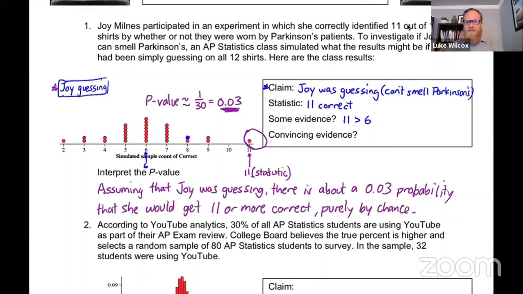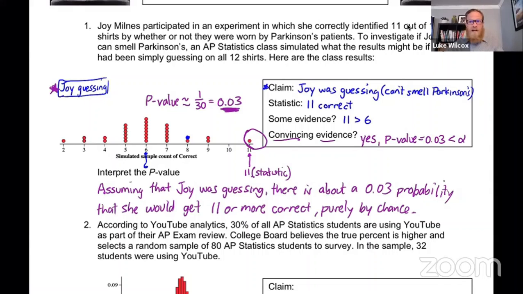Now, that is a very, very low probability, which is suggesting to us that maybe the assumption that we made up front is not really true, and that we have convincing evidence for the other claim, which is that Joy can smell Parkinson's. So because this p-value is so small, so unlikely to happen purely by chance, we do in fact have convincing evidence. So I'm going to say here, yes, we have convincing evidence because the p-value, which is very small, 0.03, is less than alpha, which I'm just going to use 5% as our alpha value for all of the problems that we're going to go through today.